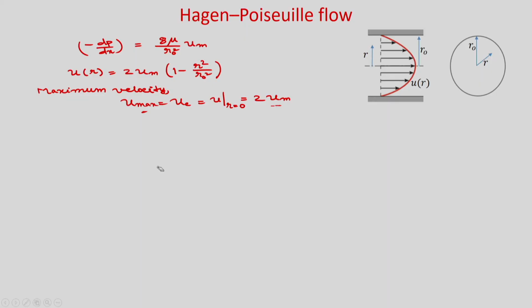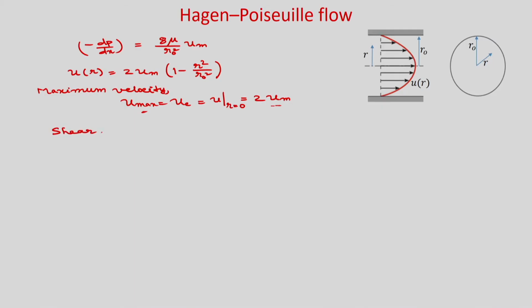So, now we want to calculate the shear stress at the wall, that means at r is equal to r naught. So, tau w you can write as mu du by dr at r is equal to r naught. You can calculate tau w as mu into du by dr at r is equal to r naught. Okay. So, you can see tau w you can write mu into du by dr, you can represent as 1 by twice mu minus dp by dx into r naught.